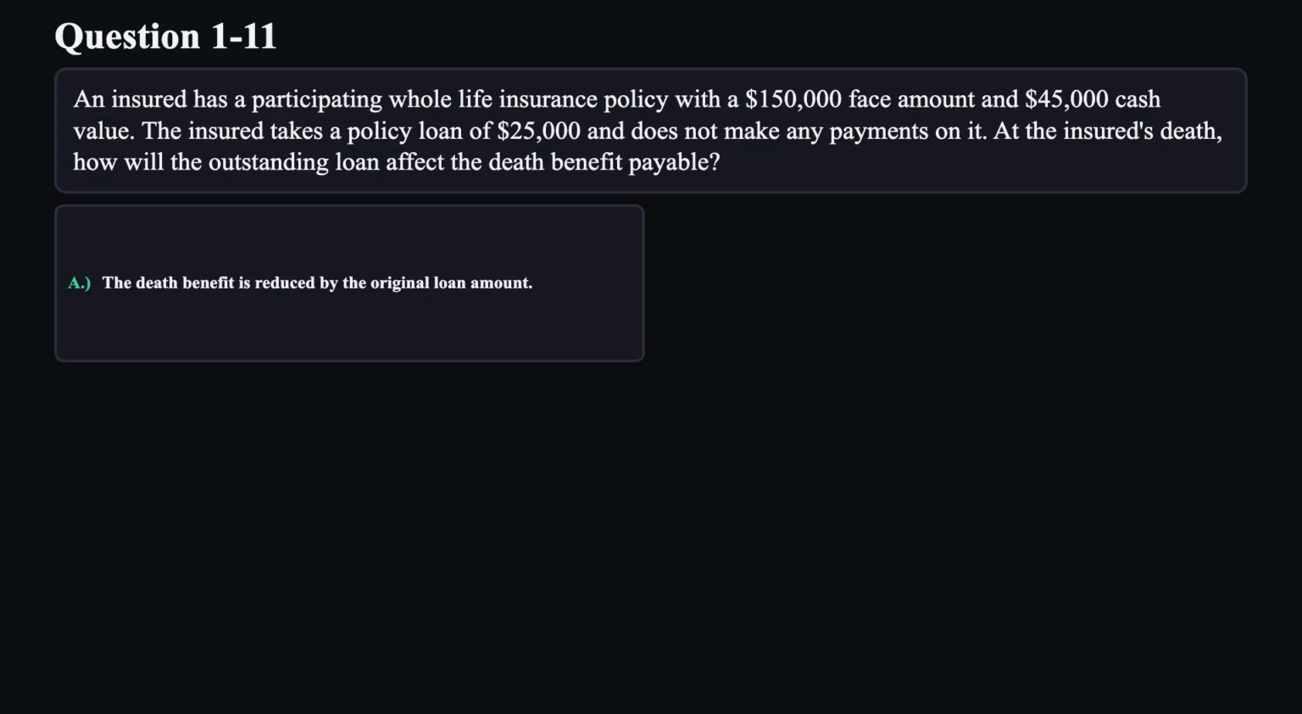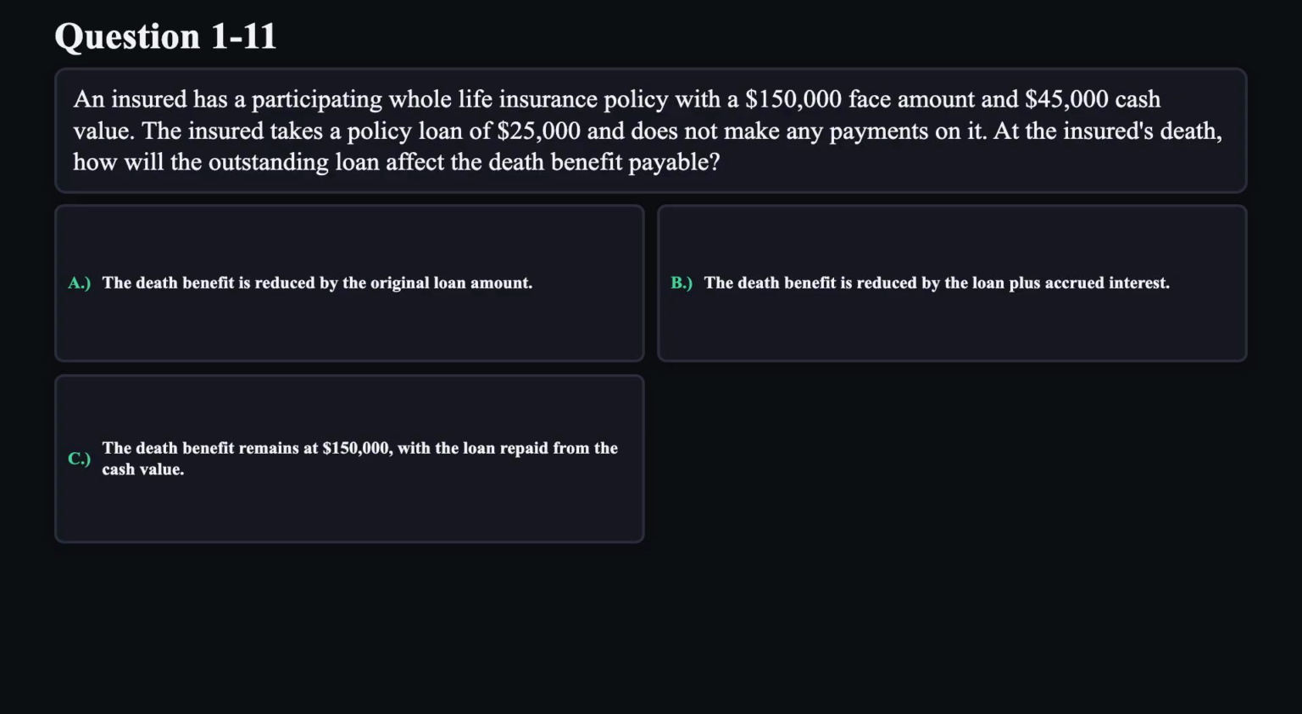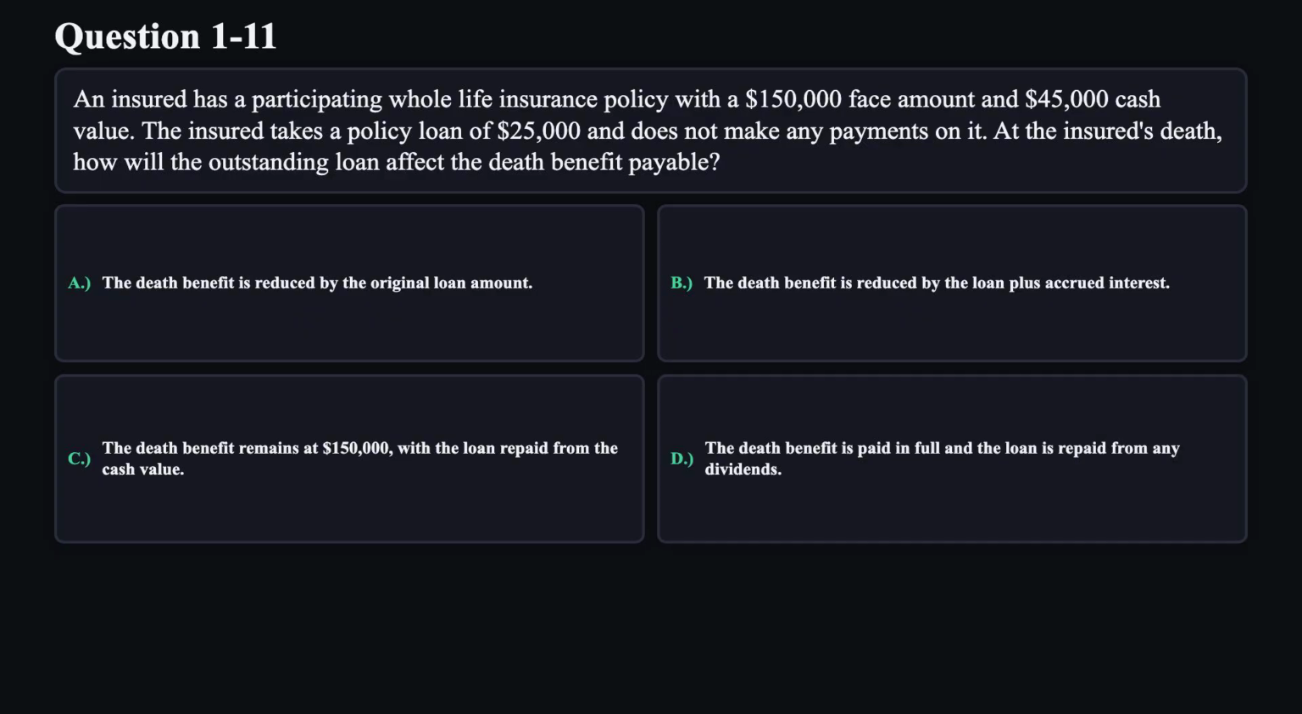A. The death benefit is reduced by the original loan amount. B. The death benefit is reduced by the loan plus accrued interest. C. The death benefit remains at $150,000 with the loan repaid from the cash value. D. The death benefit is paid in full and the loan is repaid from any dividends.